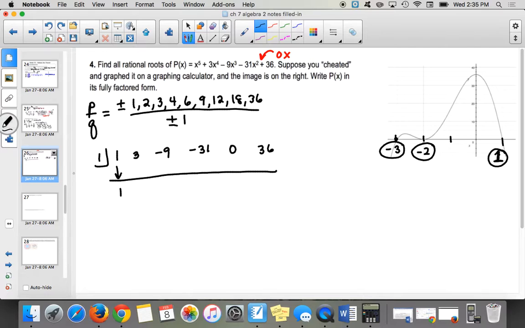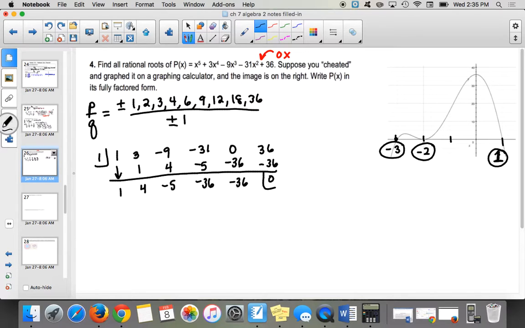And I do my synthetic division. So 1 times 1 is 1. Add straight down, it's 4. So continue doing that. And it works. So I'm not going to write it directly below because I'm going to actually continue my synthetic division using my result from this last one.